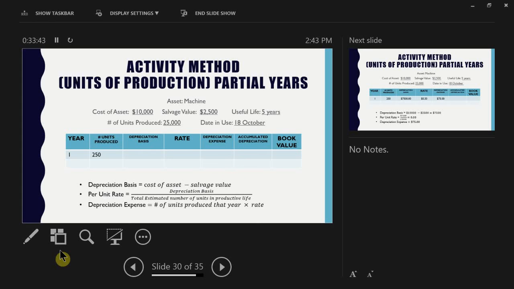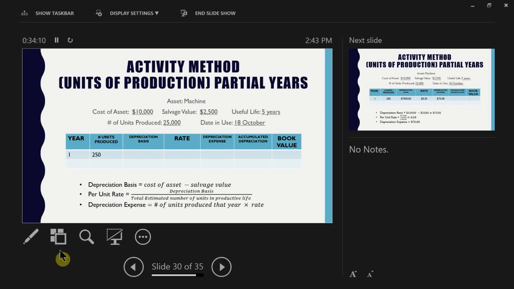Okay, 10,000 minus 2,500 is 7,500. Correct. That is our depreciation basis. All right, so what is the per unit rate? Depreciation base is 7,500 divided by, what do I estimate?